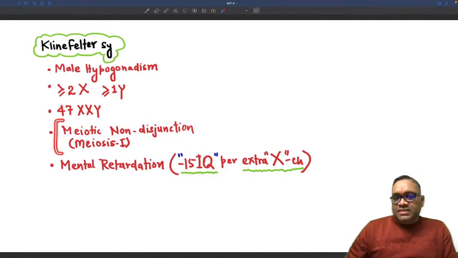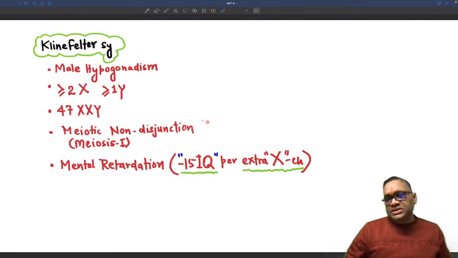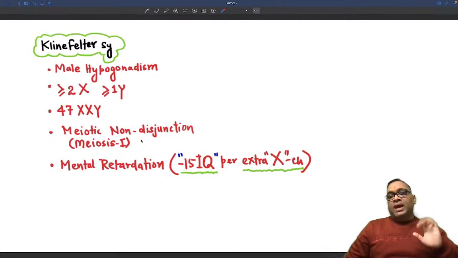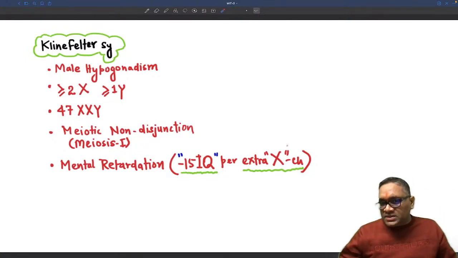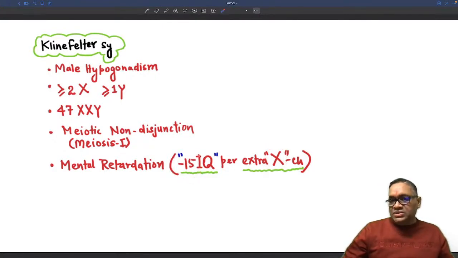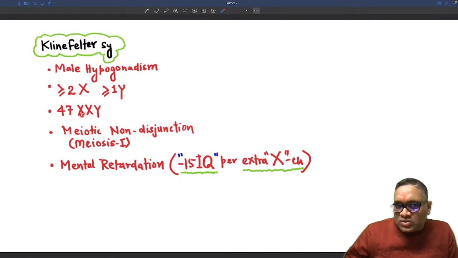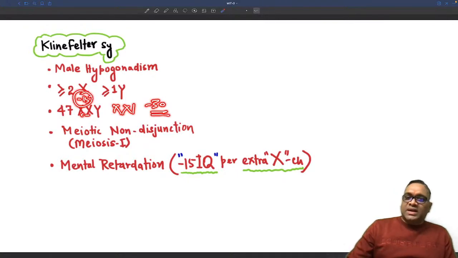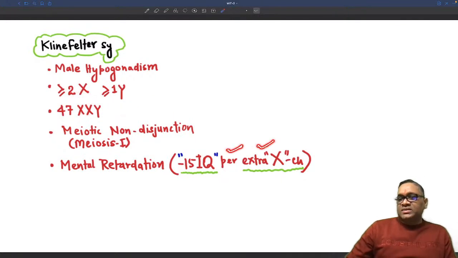And remember, this will be an example of meiotic non-disjunction during meiosis one, right? Same thing you will see in Down syndrome also, meiotic non-disjunction during meiosis one, right? See, in Klinefelter syndrome, they will have mental retardation. And there is a saying that for every extra X chromosome, there will be a decrease of 15 units of the intelligence quotient. So if there is one X chromosome extra, it will be minus 15, right? If there are two X chromosomes extra, it will be minus 30. So like that, IQ will decrease as X chromosomes increase in Klinefelter syndrome.